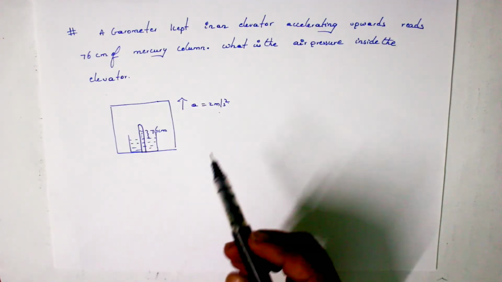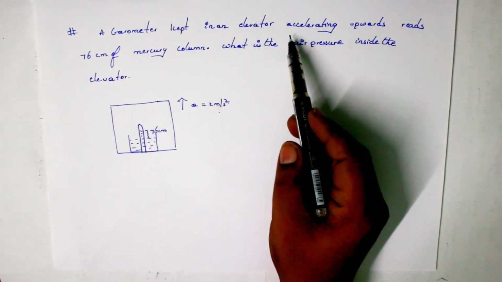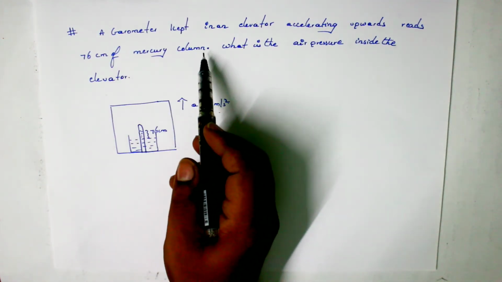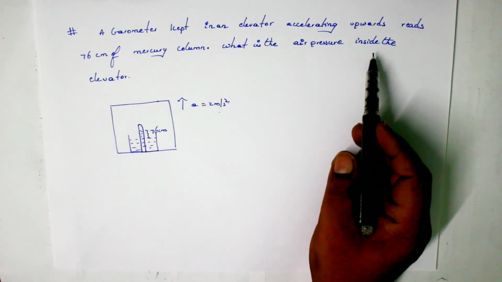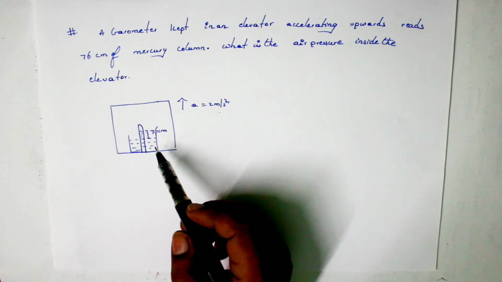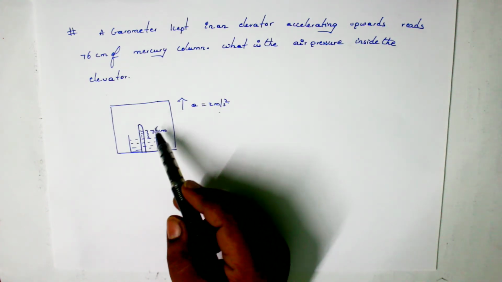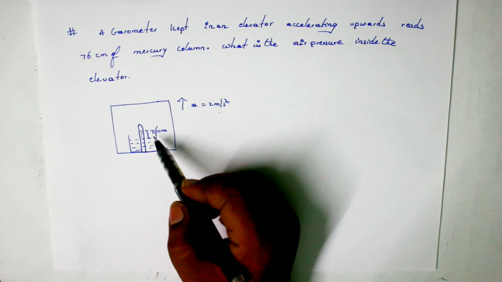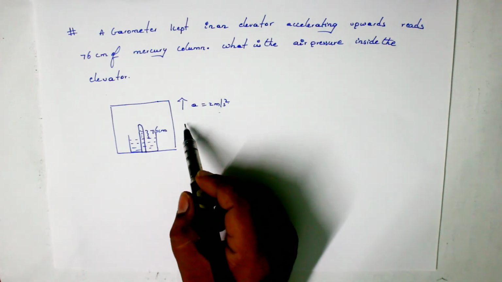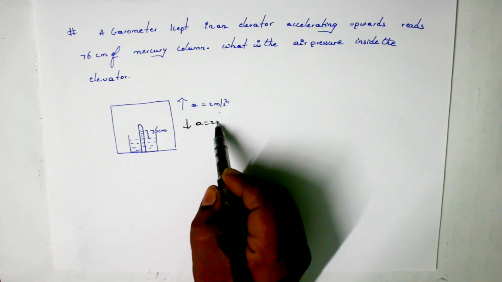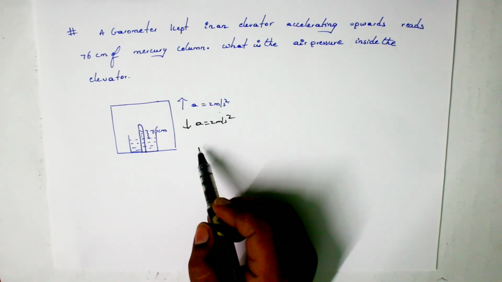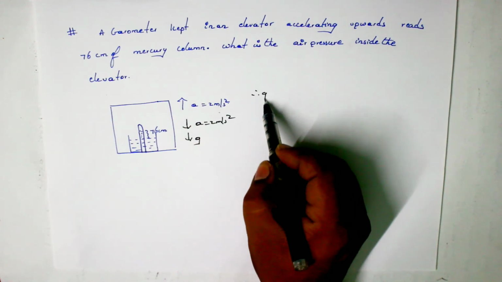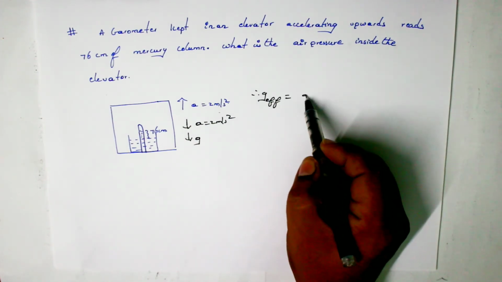Now let us see this question. A barometer kept in an elevator accelerating upwards reads 76 centimeters of mercury column. So what is the air pressure inside this elevator? The atmospheric pressure which is present in this elevator, this we are supposed to find out. If this elevator is accelerating upwards with A equal to 2 meters per second square, then a pseudo force starts acting downwards, and acceleration due to gravity is also acting downwards. So total effective G value will become G plus A.